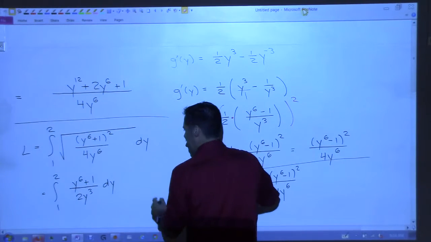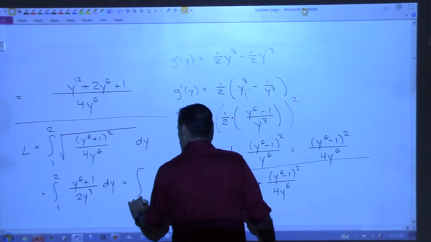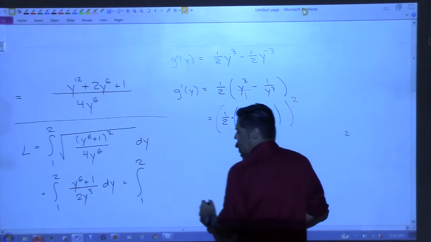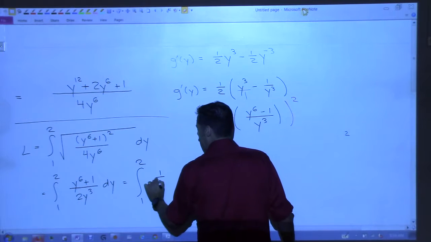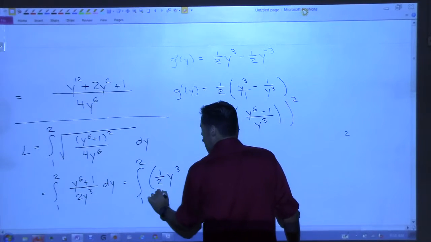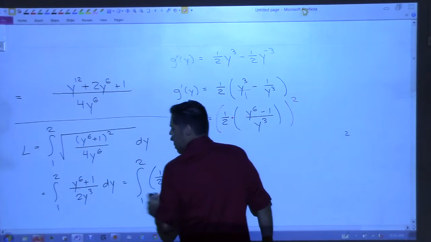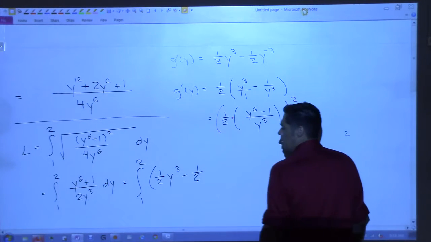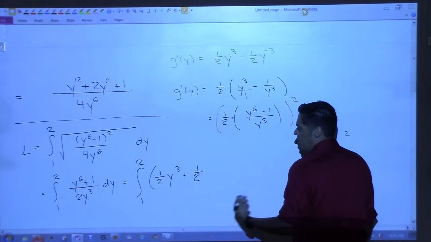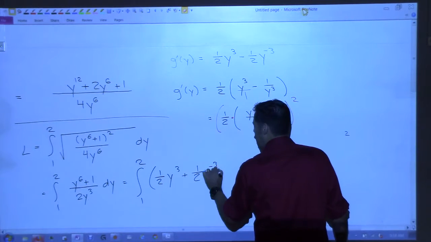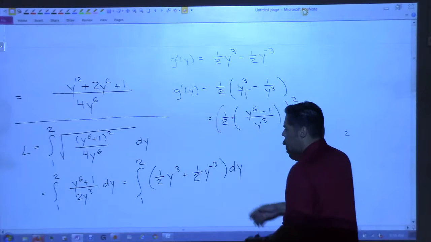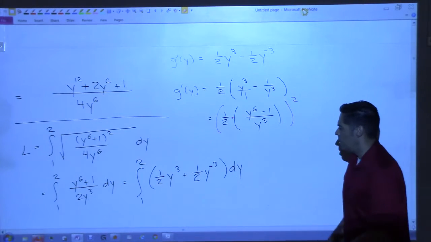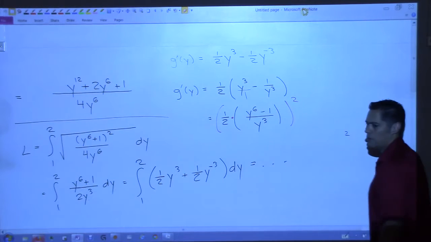So let's see where we would be here. Integral 1 to 2. And what's that? 1/2 y cubed would be the first one. That's this over this. And then the next one, I'm going to do plus 1/2. And then I just have a y cubed down on the bottom. I'm going to write as y to the -3 on top. dy. And I'm doing it that way because I'm going to do power rule when I integrate. I'm done. You can do the rest, right?